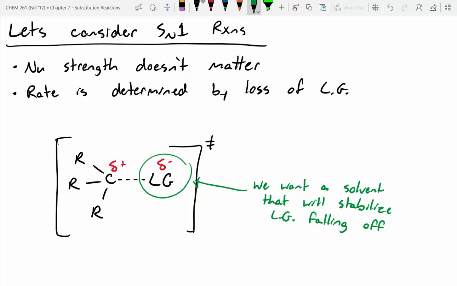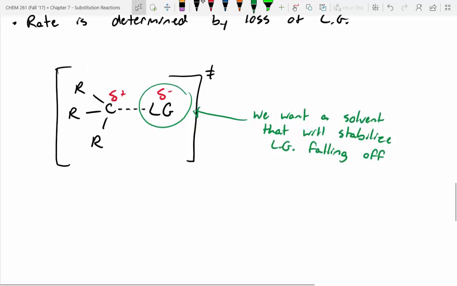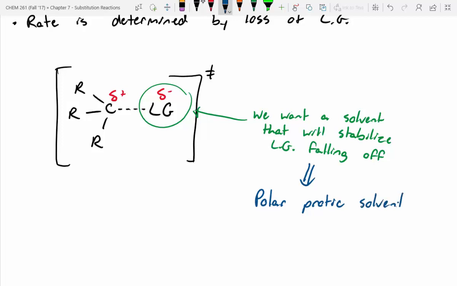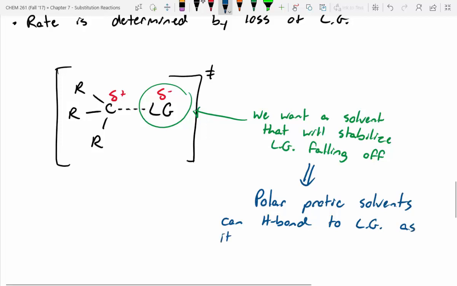What do you guys think? The protic ones, right? Protic solvents can hydrogen bond to that partial negative and help it as it gets ripped off of that molecule. So let's make a note of that. So polar protic solvents can H-bond to the leaving group as it falls off, which stabilizes the transition state.